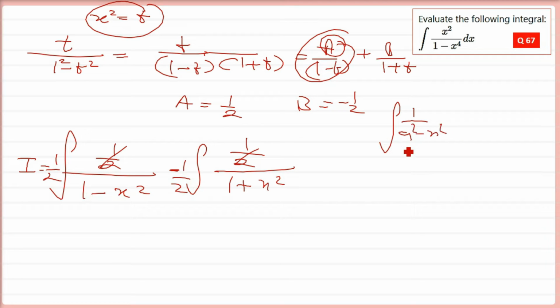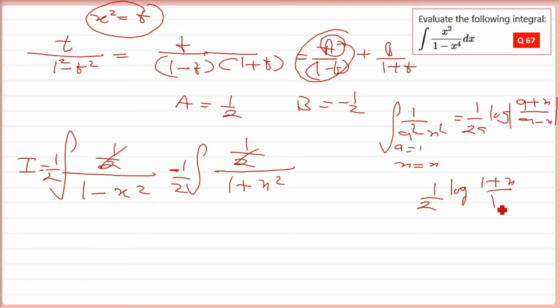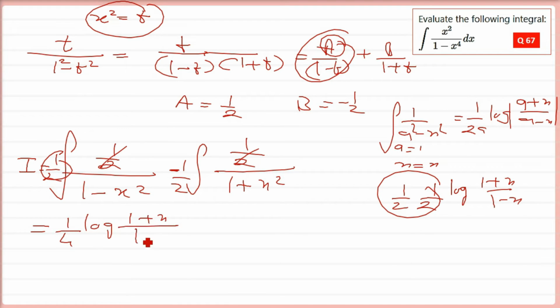Integration of a square minus x square formula you are going to use. A will be 1, x will be x only. So 1 by 2a log. See, this is not x square minus a square. This is a square minus x square. Those formulas will change. A plus x will come in the numerator. So log of a plus x by a minus x will come. So 1 by 2 into 1, that is 1 by 2 log 1 plus x by 1 minus x. Half is already in front, just multiply this, 1 by 4 will come. So this will be 1 by 4 log 1 plus x divided by 1 minus x.